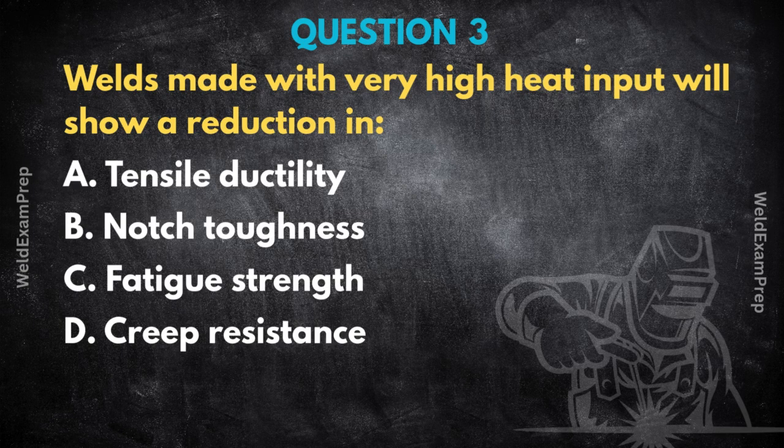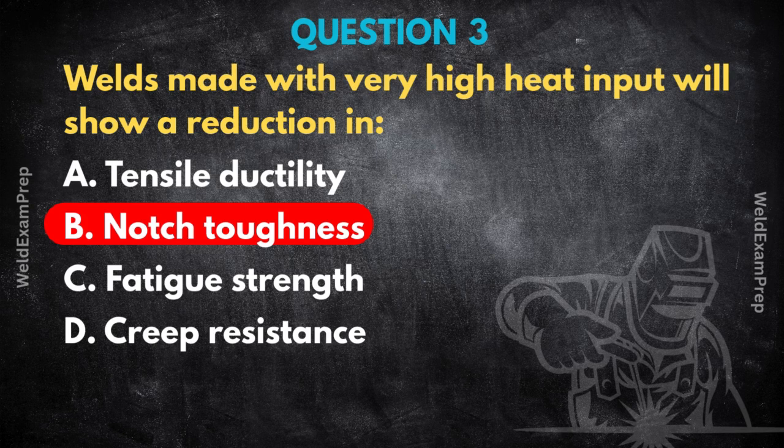Or D, creep resistance. Lots of properties there. Yeah, heat input affects several things, but there's usually a primary victim when it gets too high. And that is? Notch toughness. Notch toughness. Why specifically notch toughness? What's the mechanism? It's all about the microstructure.